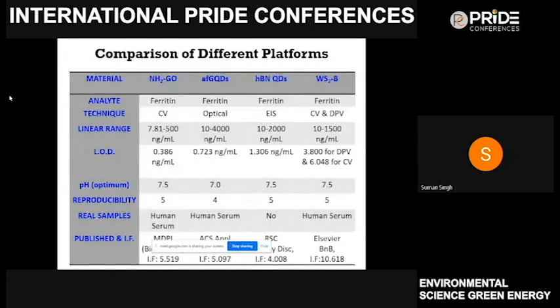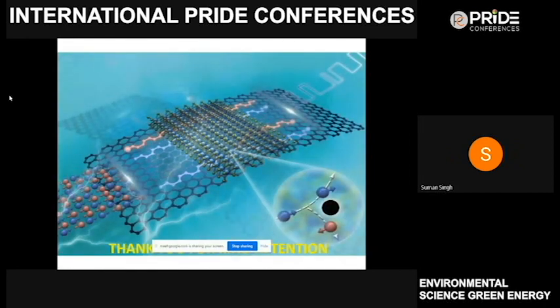So, in the final overall comparison of these platforms, we used aminated graphene oxide, quantum dots, graphene quantum dots, HBN quantum dots, and biosurfactant stabilized tungsten disulfide. We could see that the best linearity was obtained with the graphene quantum dots, and the pH range was almost identical for all these studies, but the most efficient platform was graphene quantum dots. All this work has been published in good impact factor journals. That's all from my side. Thank you for your attention.